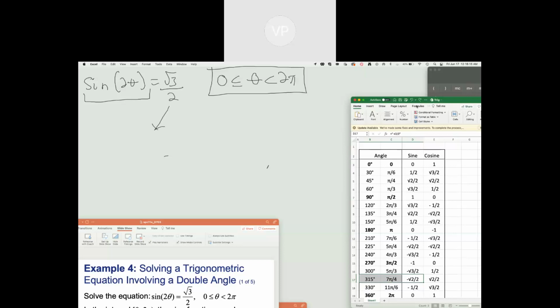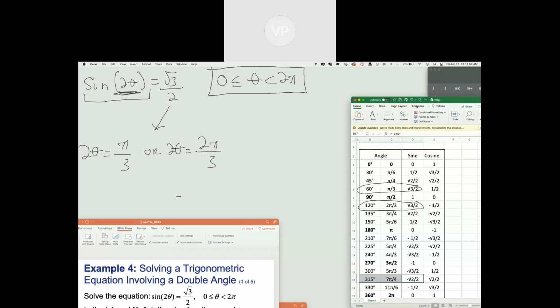Okay, but it looks like from root 3 over 2, I've got an answer for sine of this one. Where is it? Right here. 60 degrees and 120 degrees. So my solutions are pi over 3 or 2 pi over 3. Okay, with me so far? So now the other unique kicker is because this was a 2 theta, not just a theta, this is what equals both of those.